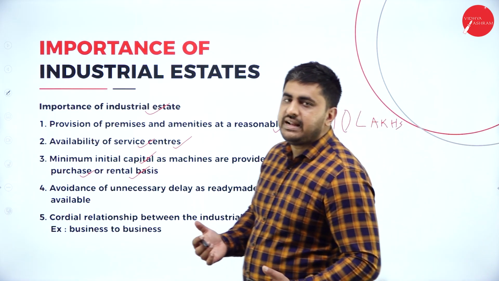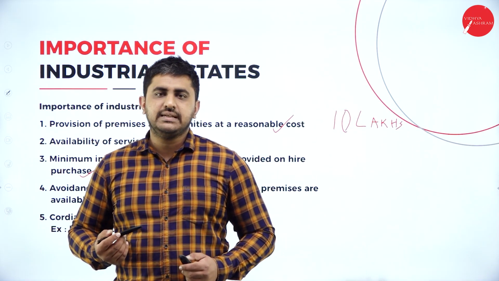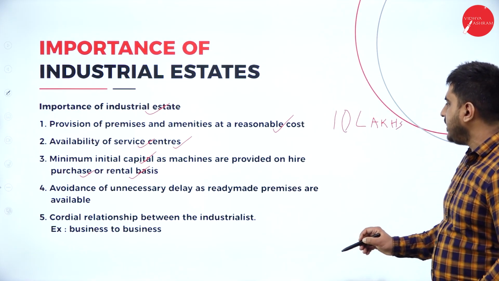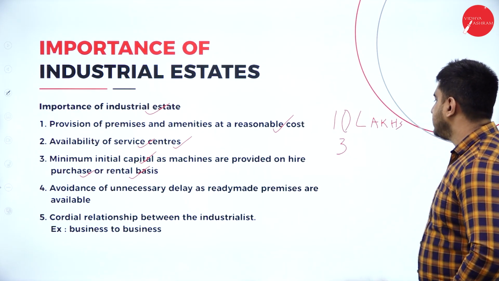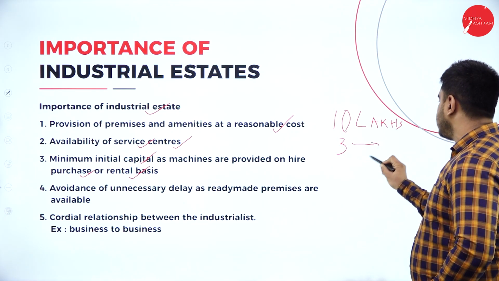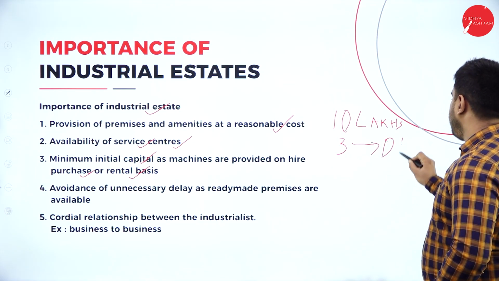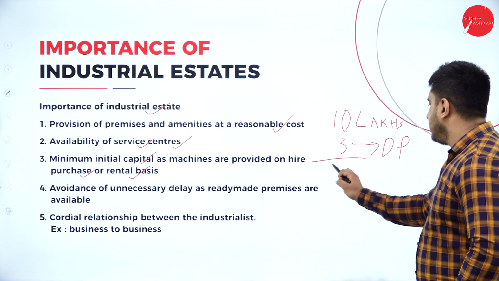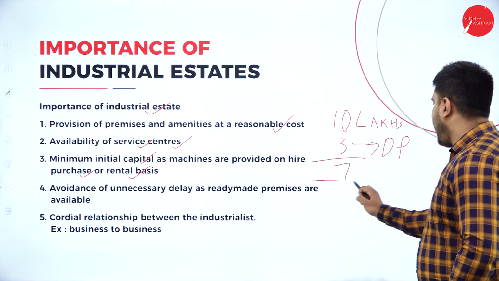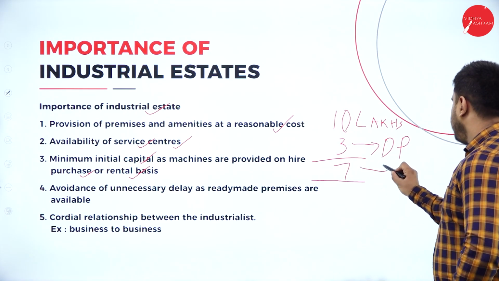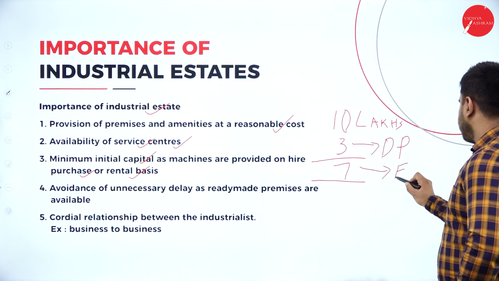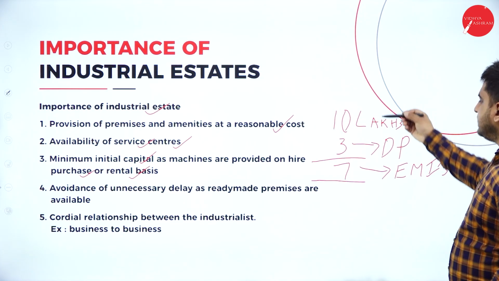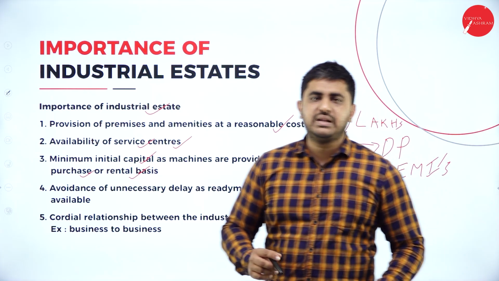Now you don't have 10 lakhs to purchase the machine. So you go for hire purchase. Here in hire purchase, you will have to make a down payment of 3 lakhs. So that is the down payment, you pay 3 lakhs. The remaining 7 lakhs you will have to clear off in EMIs. So this is the concept of hire purchase.